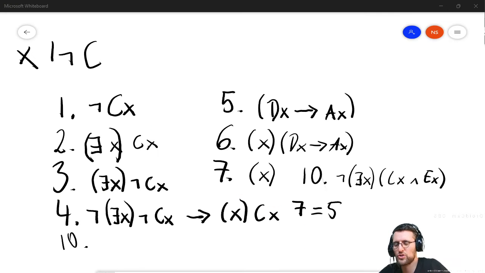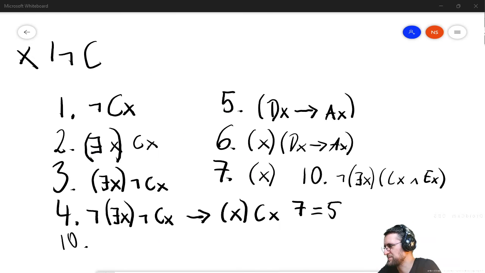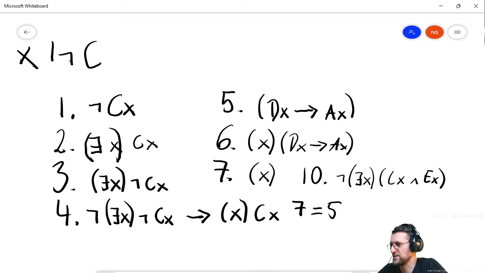10. No logician is evil. No, wait, we had that. We have to do number 8. No one is evil. Now, how do we write this? Number 8. No one is evil.